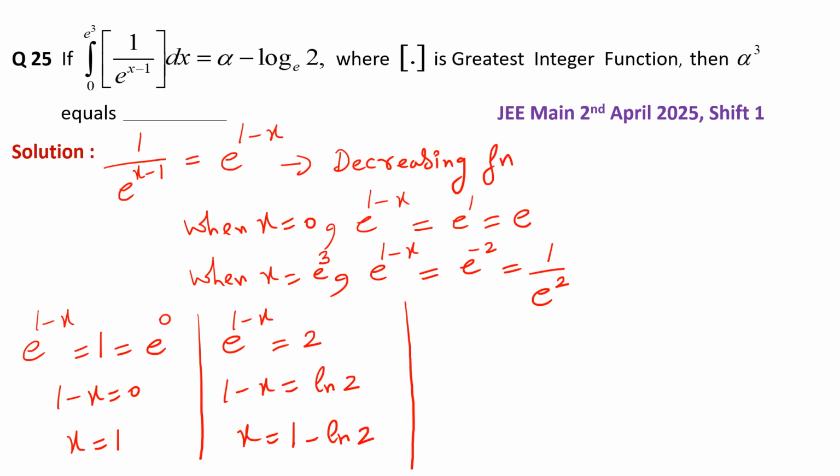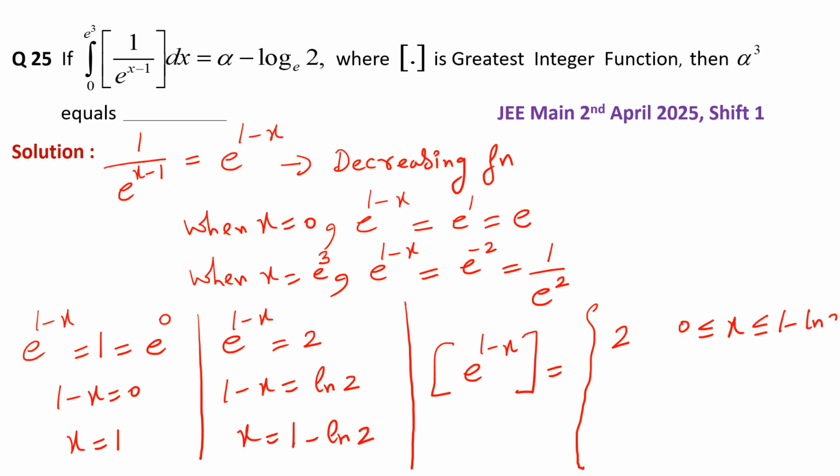Now students, from the above discussion, we can easily conclude that GIF of e to the power 1 minus x is equal to 2 when x is greater than or equal to 0 and less than or equal to 1 minus ln 2. And this is equal to 1 when x is greater than 1 minus ln 2 and less than or equal to 1. And this is equal to 0 when x is greater than 1 and less than or equal to e cube.